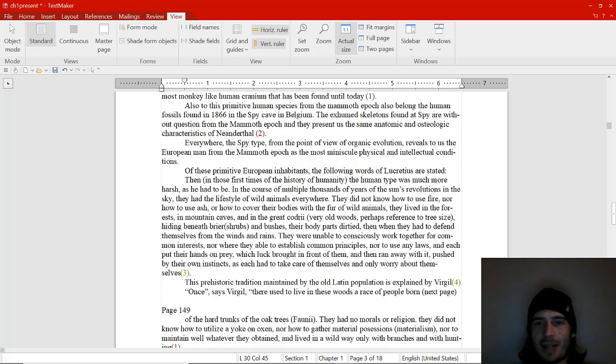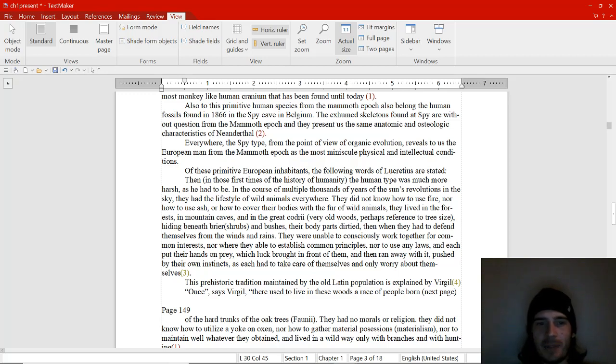They did not know how to use fire, nor how to use ash, or how to cover their bodies with the fur of wild animals. They lived in the forests, in mountain caves, and in the great kodri, which are very old woods, maybe a reference to tree size, hiding beneath brier, which are known as shrubs, and bushes, their body parts dirtied.